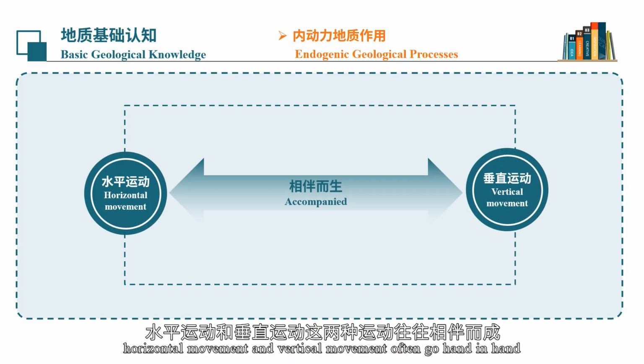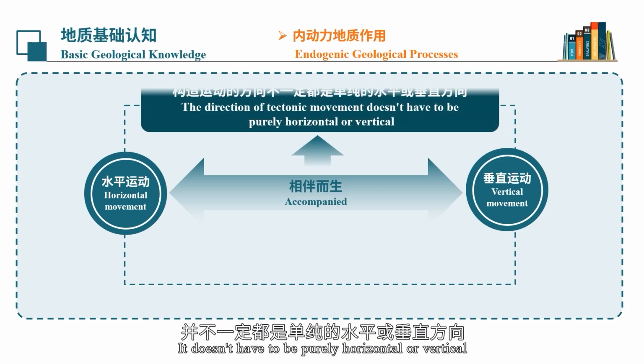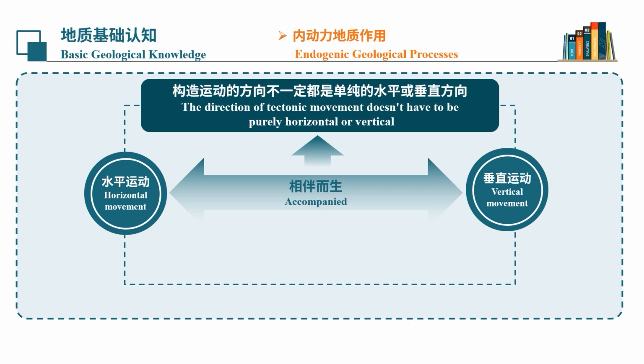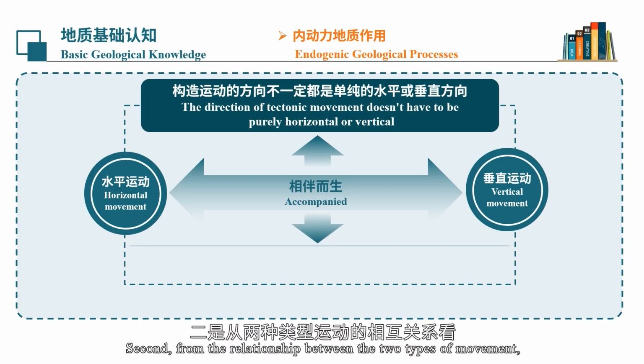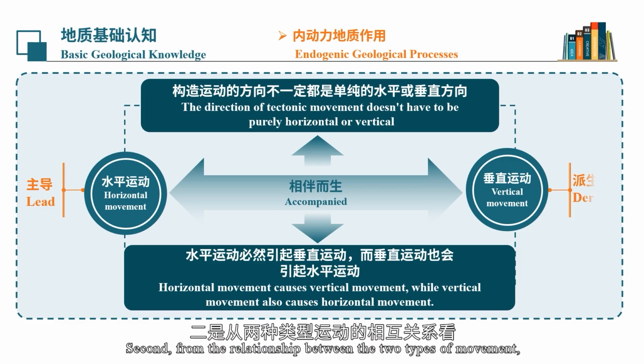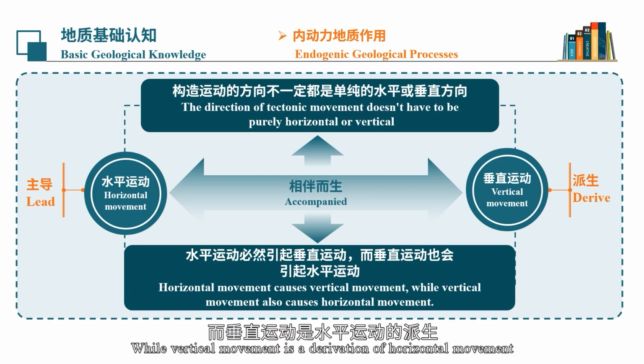In nature, horizontal movement and vertical movement often go hand in hand. One refers to the direction of tectonic movement. It doesn't have to be purely horizontal or vertical. There is often a horizontal displacement component, and also a vertical displacement component. Second, from the relationship between the two types of movement, horizontal movement causes vertical movement, while vertical movement also causes horizontal movement. There is growing evidence that horizontal movement is dominant, while vertical movement is derived from horizontal movement.